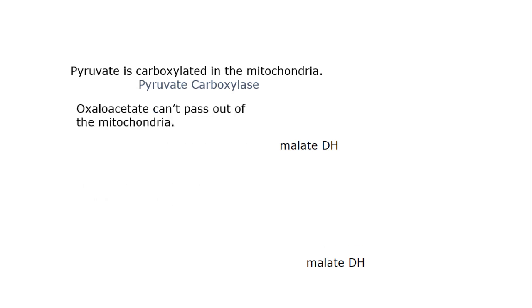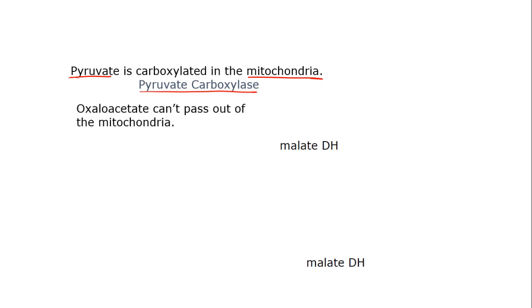Okay, so one thing we need to understand is that pyruvate is carboxylated in the mitochondria by pyruvate carboxylase. So pyruvate carboxylase is playing a role in the carboxylation of what? Of pyruvate. So pyruvate is carboxylated in the mitochondria by pyruvate carboxylase. So pyruvate carboxylase is playing a role in such an activity.